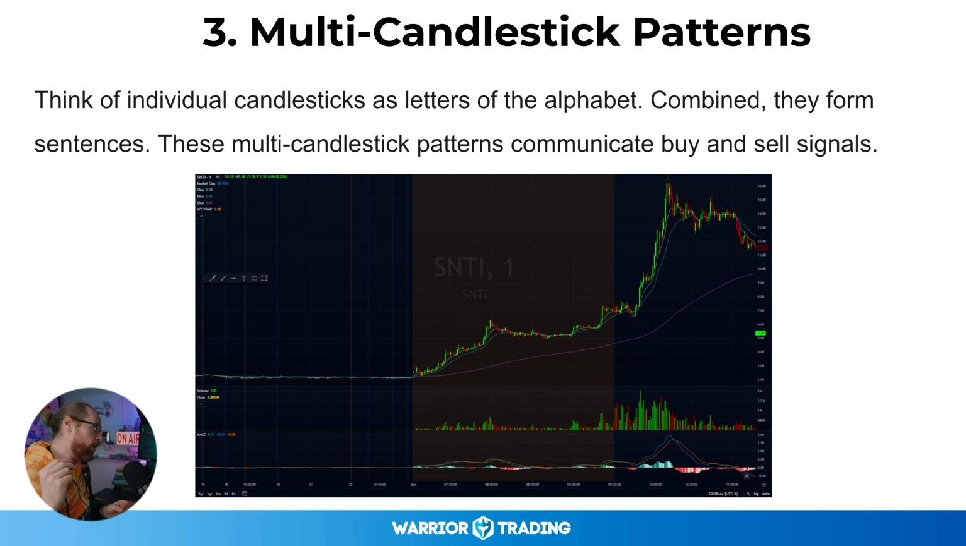Okay, so part 3, or chapter 3: multi-candlestick patterns. Think of individual candlesticks as letters of the alphabet. Combined, they form sentences. These multi-candlestick patterns communicate buy and sell signals. I see them plain as day on the charts, and I want you to be able to see them just the same.